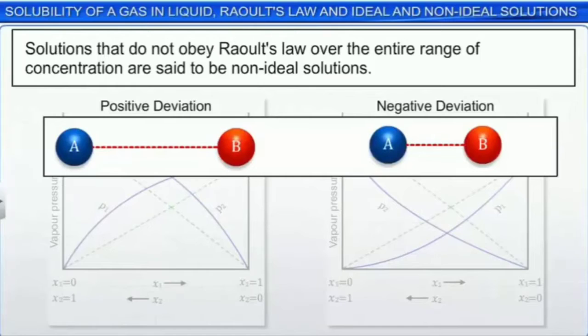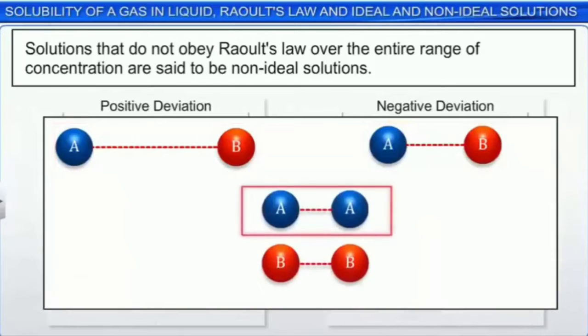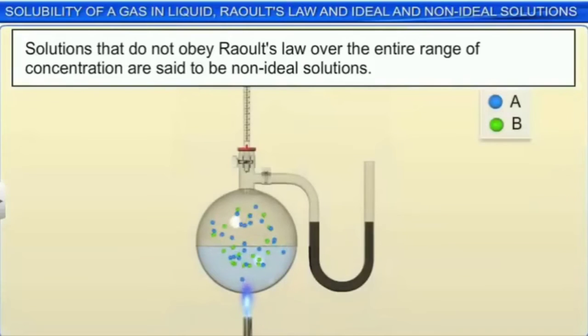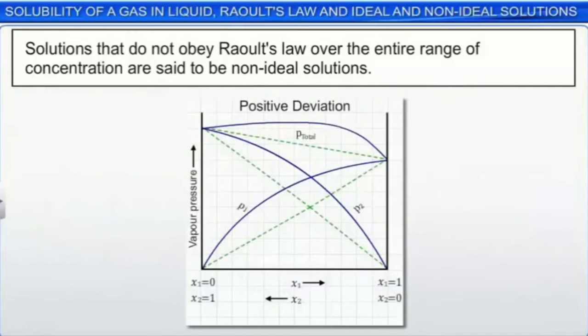For a non-ideal solution, the magnitude of A-B interactions is not the same as the magnitude of A-A and B-B interactions. Also, delta H mixing is not equal to zero and delta V mixing is not equal to zero for such solutions. If the magnitude of A-B interactions is weaker than the magnitude of A-A or B-B interactions, then such solutions have a higher tendency to escape in the vapor phase and will show a higher vapor pressure. Such solutions are said to exhibit positive deviation from Raoult's law.